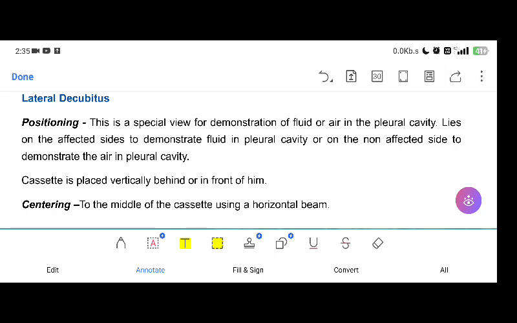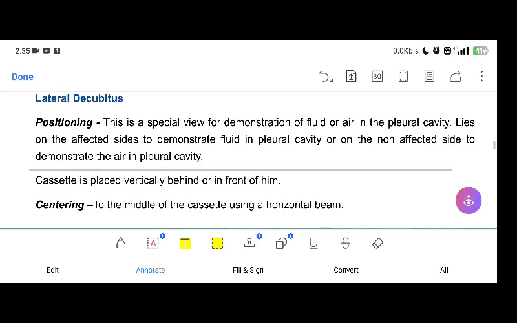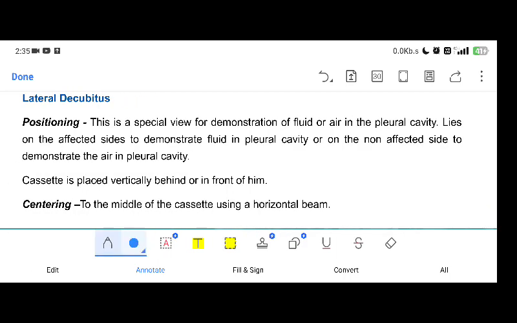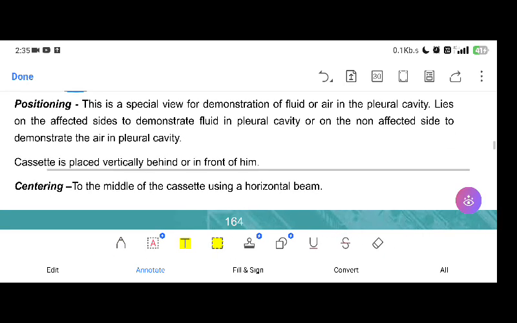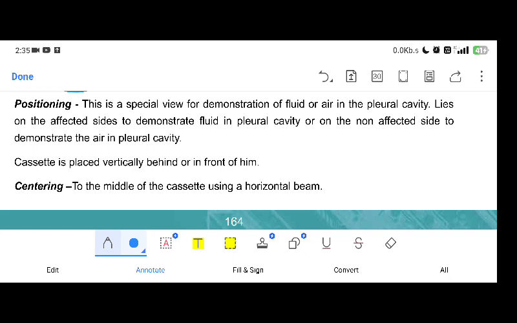So we are doing chest X-ray views, and the lateral decubitus view is done for the chest. This is a special view for demonstration of fluid or air in the pleural cavity.